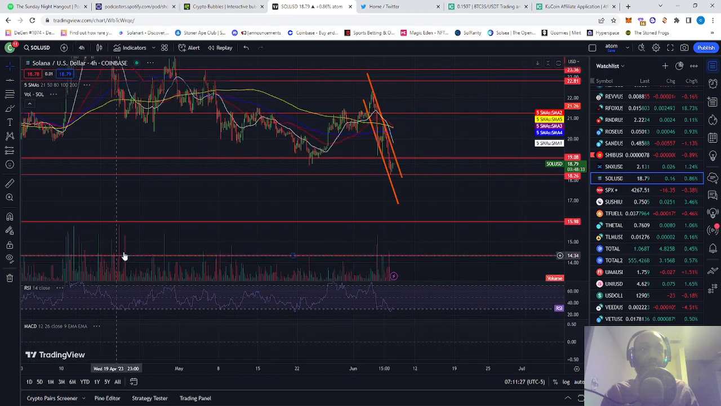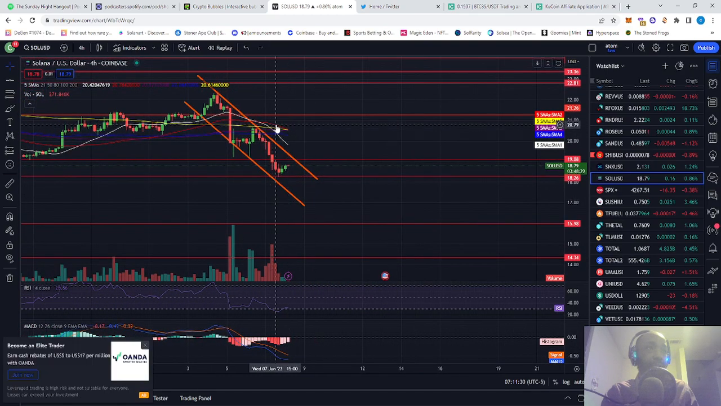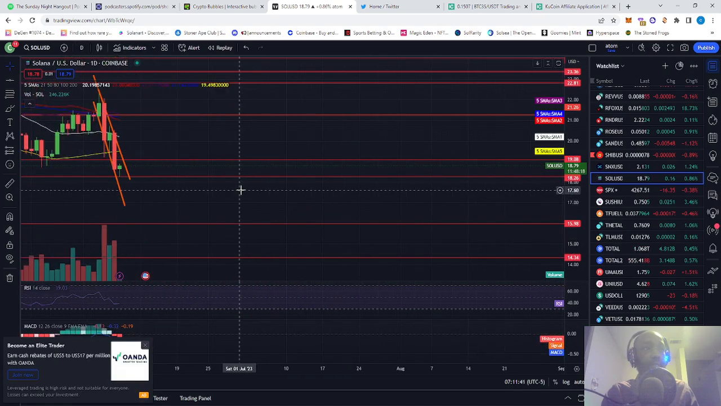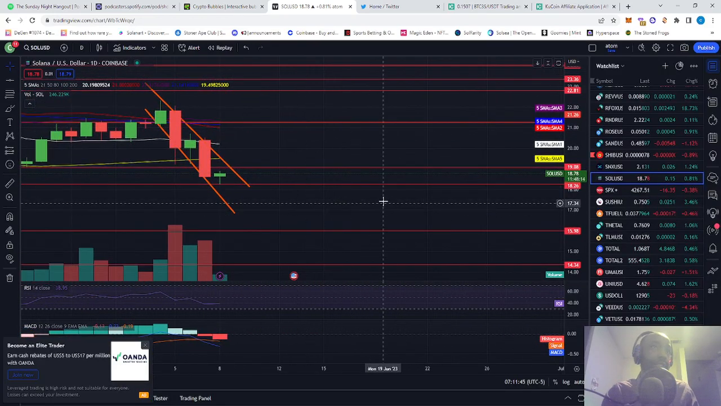Let's look at the 4 hour chart. As you can see on the 4 hour chart, same thing. The 21 is crossing the 50, crossing the 200, and price action came down. As you can see, price action is still nosediving, so to say. Look at the daily. It will reflect and show you the same thing. You see, downward trend line.